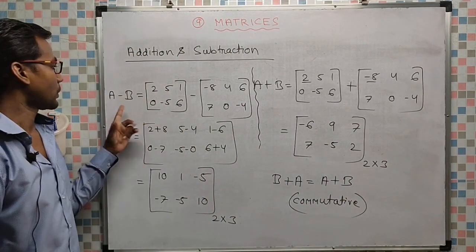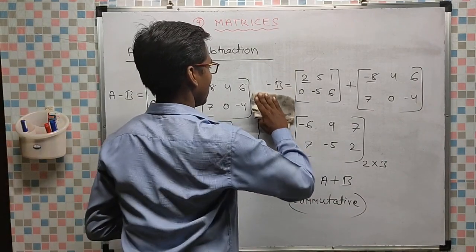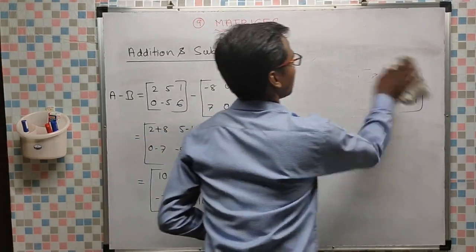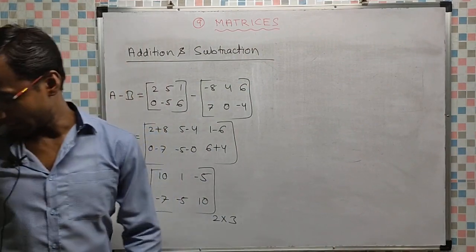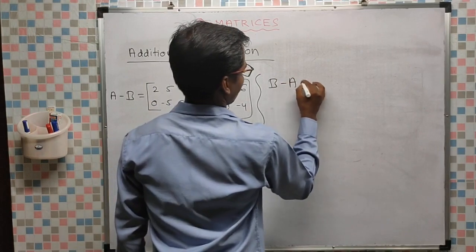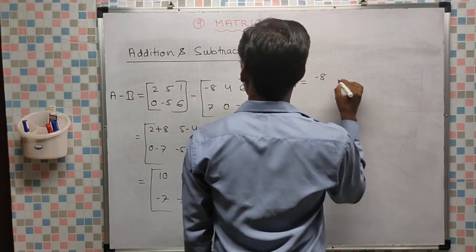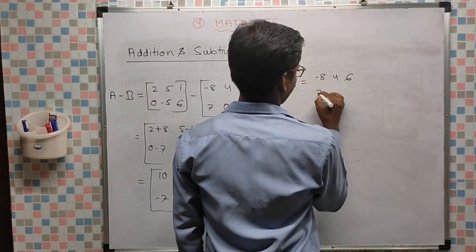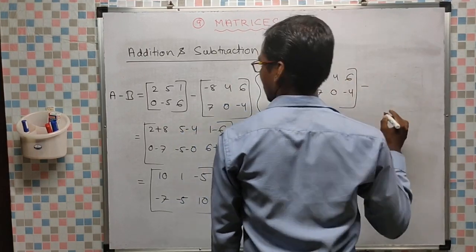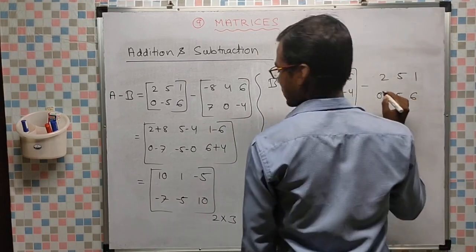But B minus A will not be equal to A minus B. If you do B minus A, you will get a different matrix. For example, B minus A means minus 8, 4, 6, 7, 0, minus 4, minus 2, 5, 1, 0, minus 5, 6.